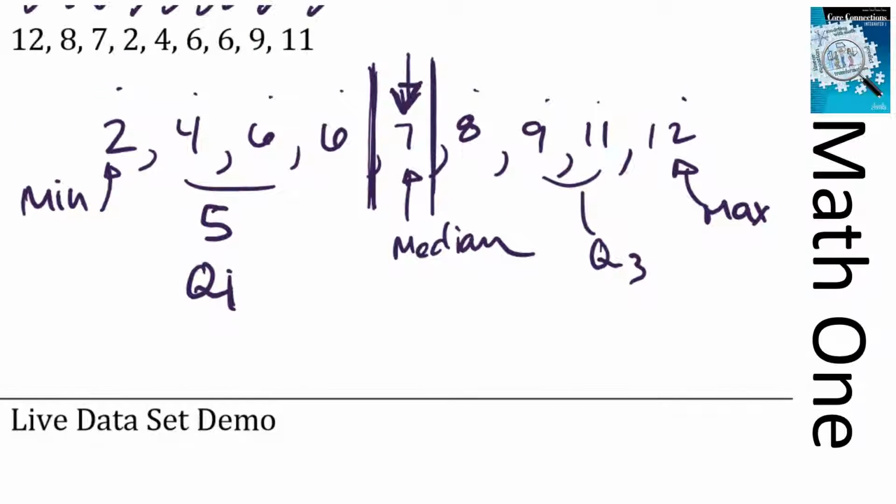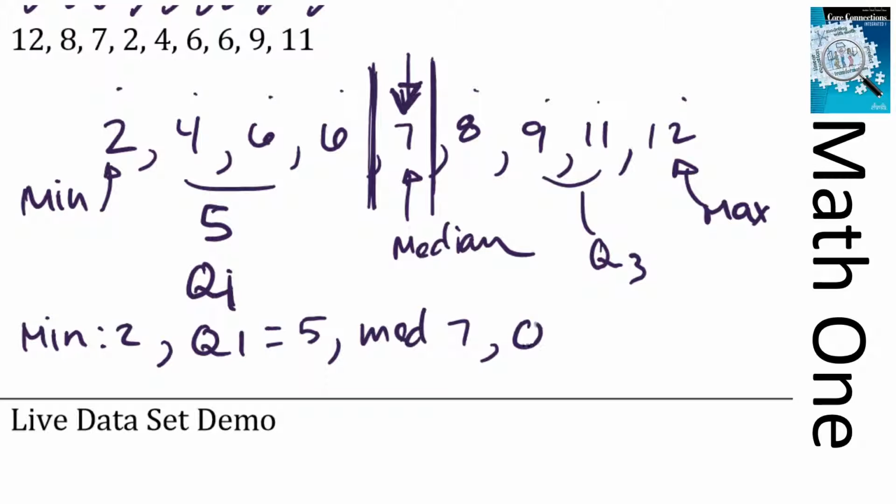So if I was going to write down our five number summary, we've got a minimum that is 2, and then we've got Q1 is the number 5, our median is the number 7, Q3 is the number 10, which is 20 divided by 2, and then finally our maximum value is 12.